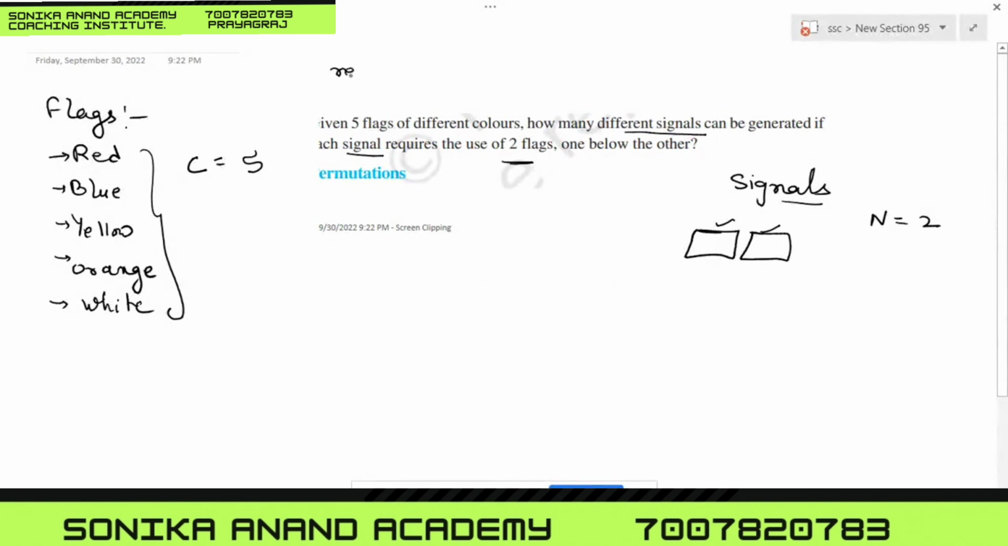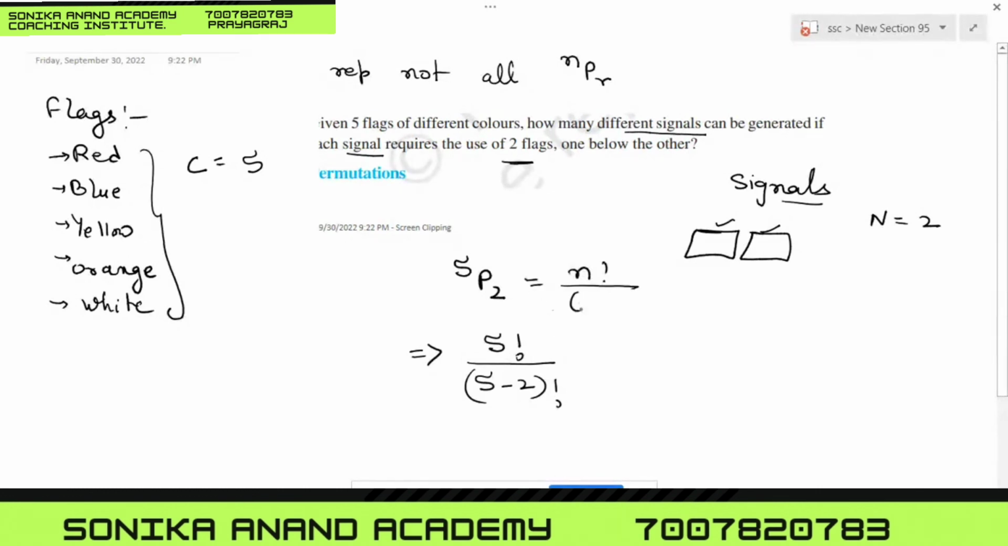So when repetition is not allowed, what is the formula? nPr, n factorial by n minus r factorial. That means 5P2. So factorial 5 over 5 minus 2 factorial, using the formula. So factorial 5 over factorial 3, so 5 into 4 into factorial 3 over factorial 3, that is 20.